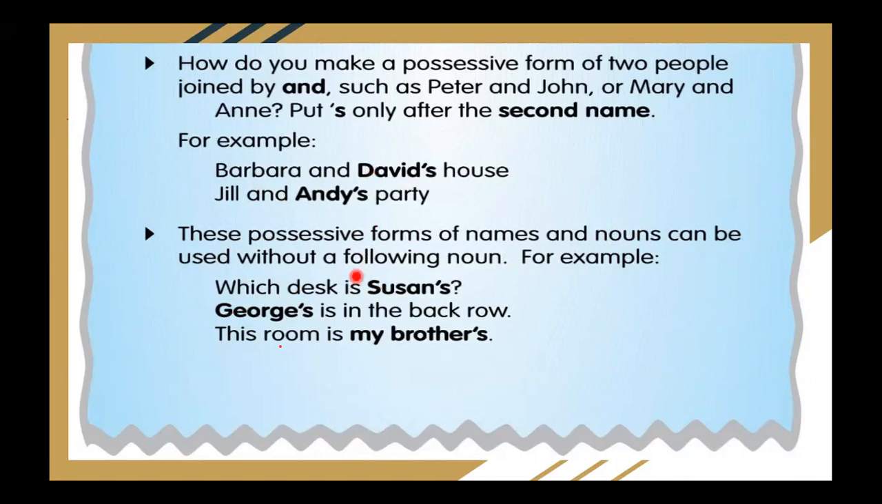Okay, shall we see the next point? These possessive forms of names and nouns can be used without a following noun. See over here, David's house, Andy's party. Along with these nouns, we have other nouns also, right? House, party. So the noun is accompanied with a noun. But here, we don't have a following noun.